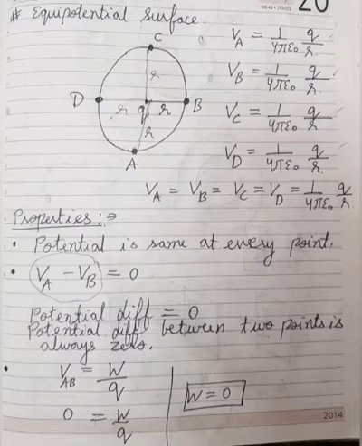The first property is that potential is the same at every point, because it is an equipotential surface, and by the definition itself it is clear that at every point the potential would be the same, hence this could be taken as a property. The second property is that the potential difference between 2 points on the surface is zero. Obviously, if potential at A and potential at B are the same, then potential difference would be zero. So if we calculate VAB, then VAB is equal to VA minus VB, and since VA and VB are equal, therefore VAB is equal to zero. That is, potential difference is zero.